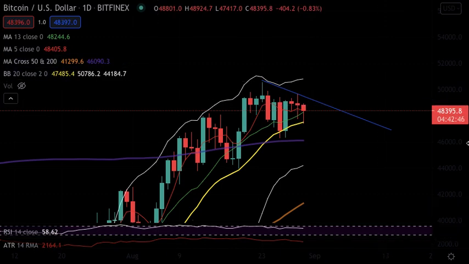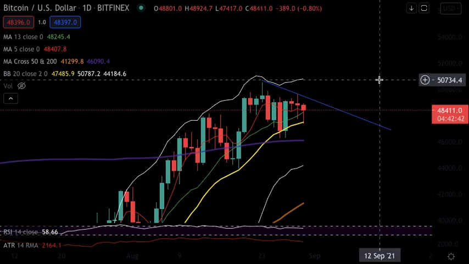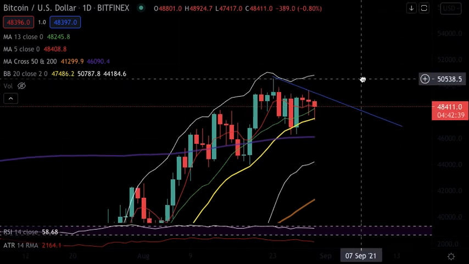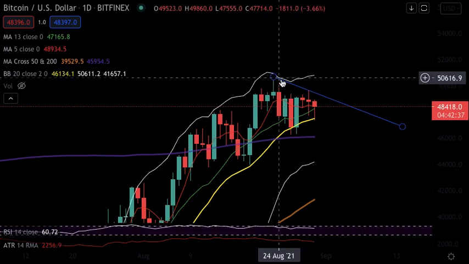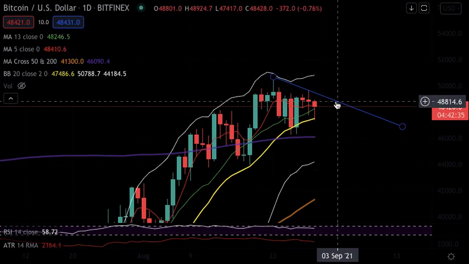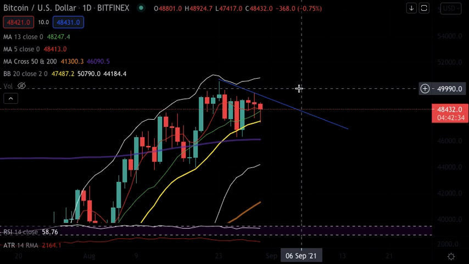So if Bitcoin can just go a little bit higher up from where it's at now, it will officially be trading above all the moving averages. Okay, which is a good sign that this bull flag could finally get broken, and we can get to my next price target of 54K.